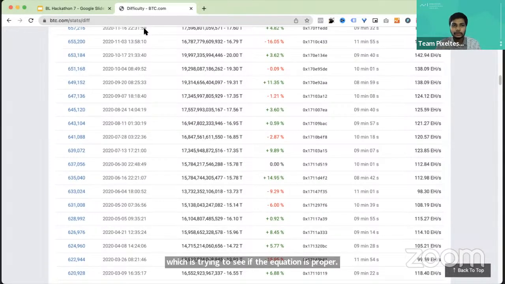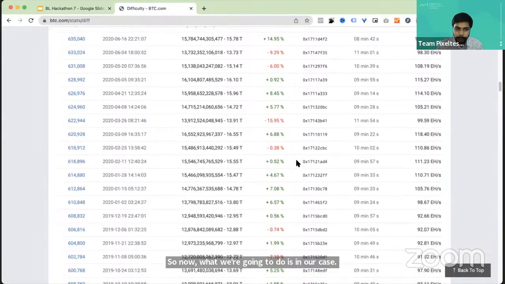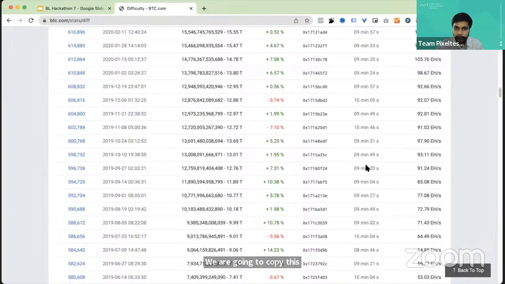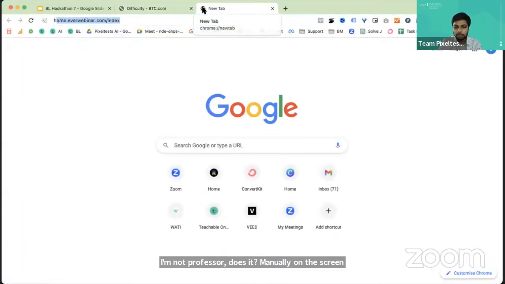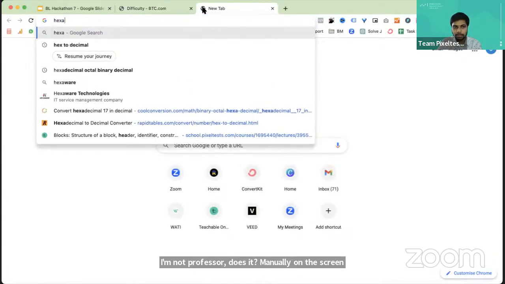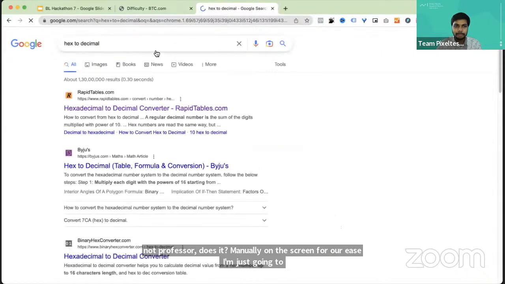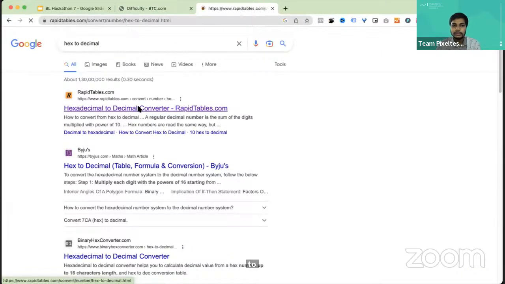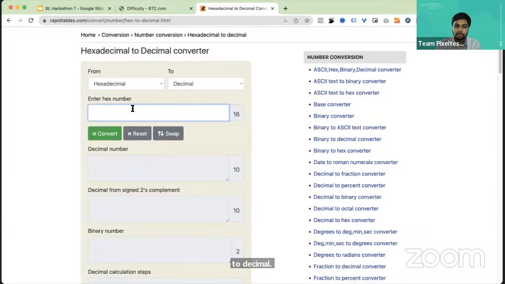So now we'll move on to today's agenda, which is trying to see if the equation is proper. In our case, we are going to copy this threshold. Now I'm going to use a hexadecimal to decimal converter. The professor does it manually on the screen, but for our ease, I'm just going to use this tool.